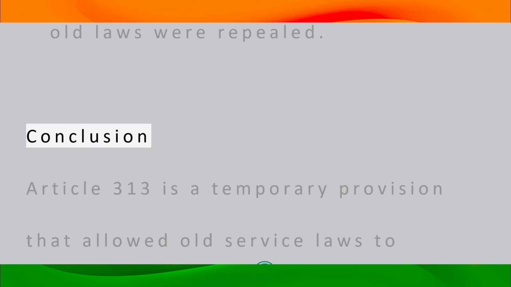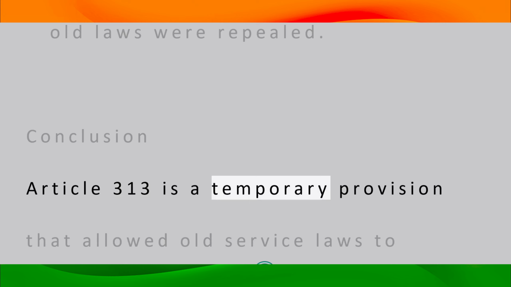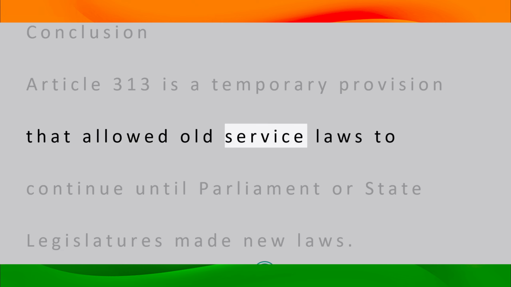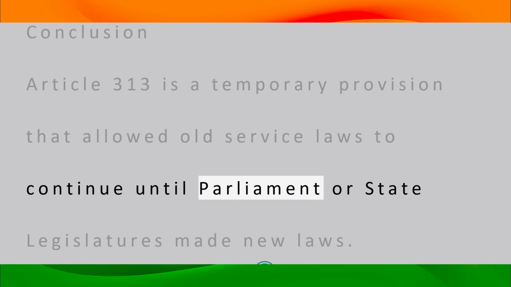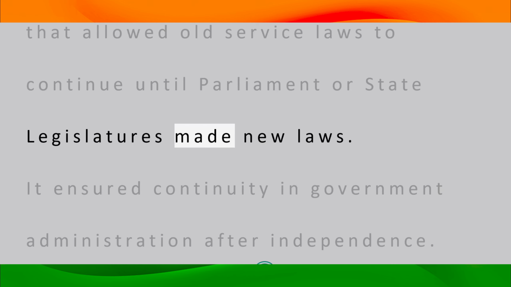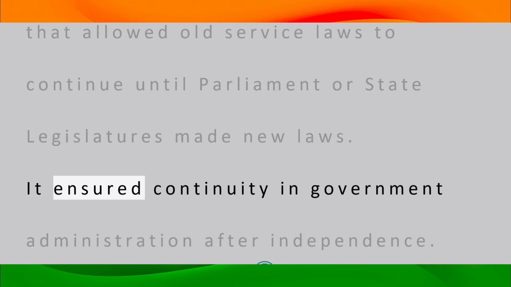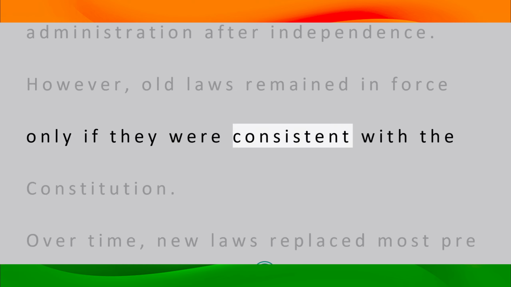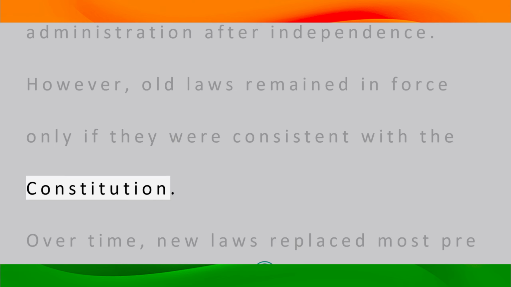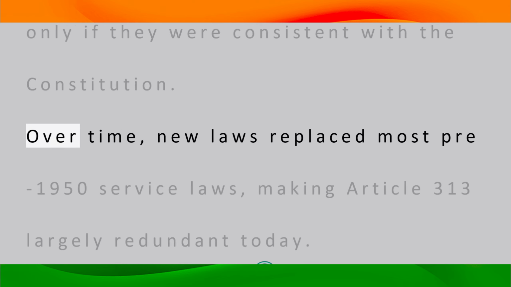Conclusion. Article 313 is a temporary provision that allowed old service laws to continue until Parliament or state legislatures made new laws. It ensured continuity in government administration after independence. However, old laws remained in force only if they were consistent with the Constitution. Over time, new laws replaced most pre-1950 service laws, making Article 313 largely redundant today.